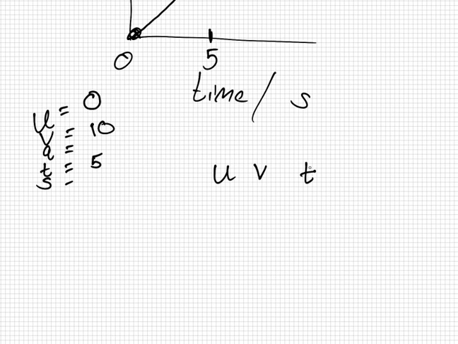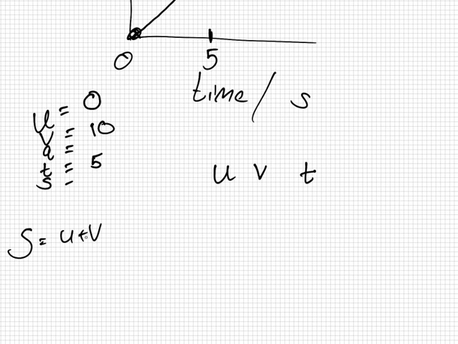Now look at the next formula. Does it have U, V, and T in it? Yeah, it does. The next formula, does it have U, V, and T in it? Well, it has U, it has T, but it doesn't have V. And now look at the last formula. Does it have U, V, T? No. So there are only 2 formulas I can use that have U, V, and T in them. Which 2? The first 2. So let's use the first one.